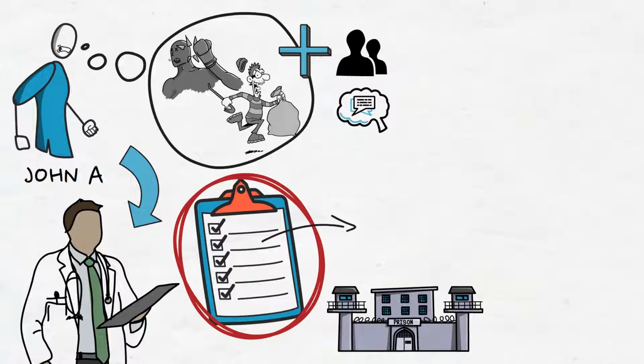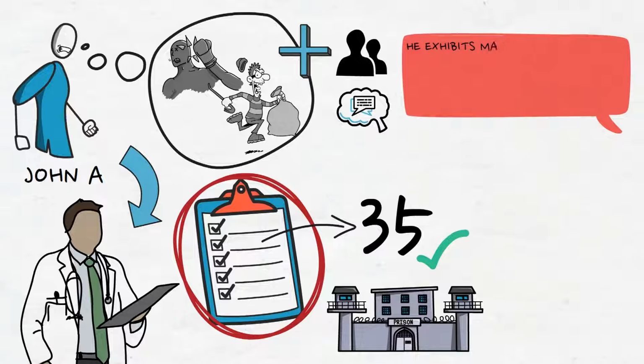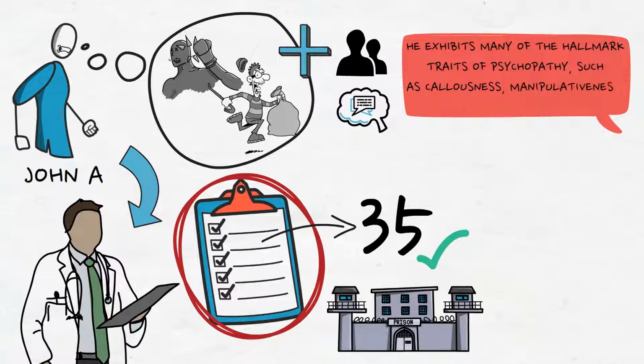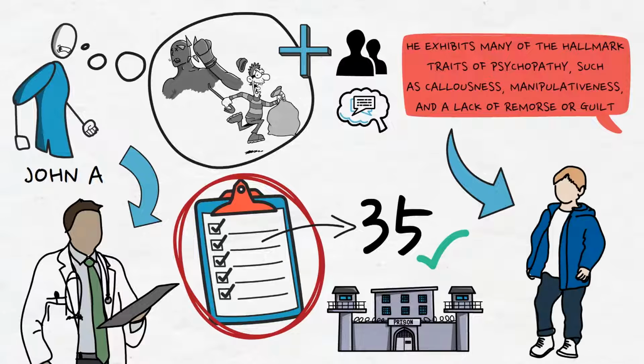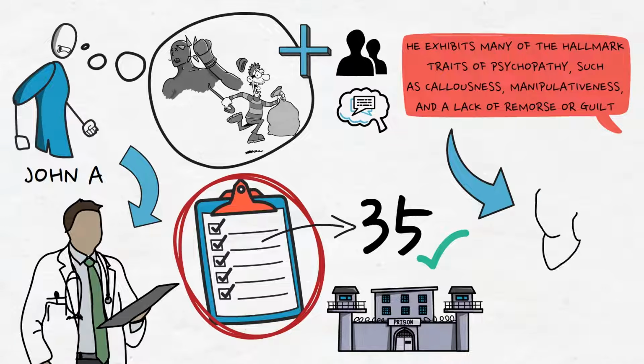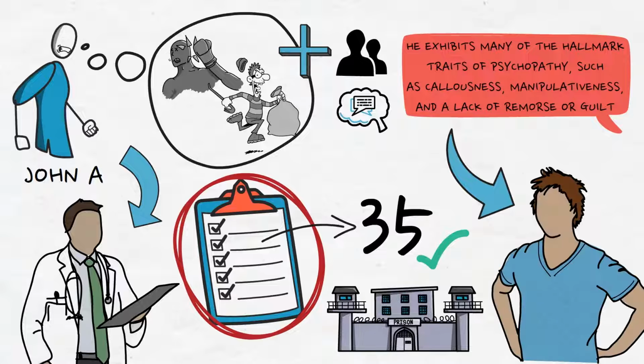In John's case, his PCL-R score is 35, which falls within the range of high psychopathy. This means that he exhibits many of the hallmark traits of psychopathy, such as callousness, manipulativeness, and a lack of remorse or guilt. John's behavior, according to the psychologist, fits within a pattern of antisocial behavior that started in childhood and has persisted into adulthood.